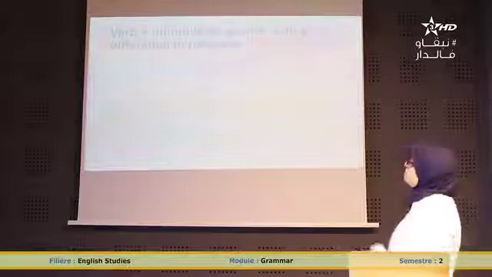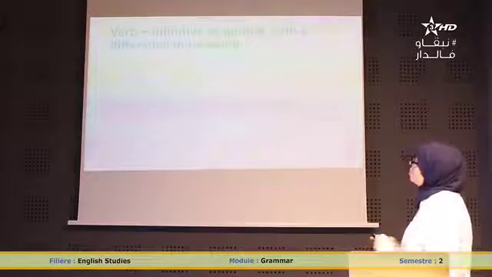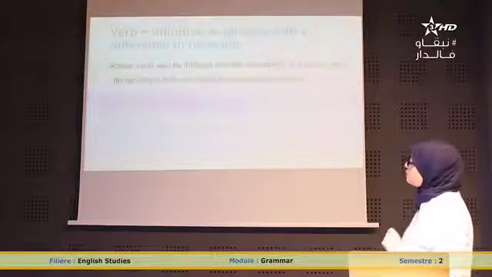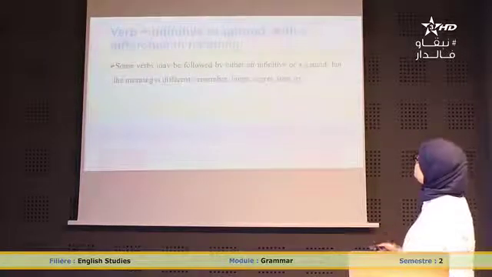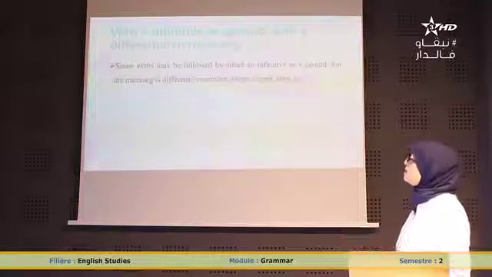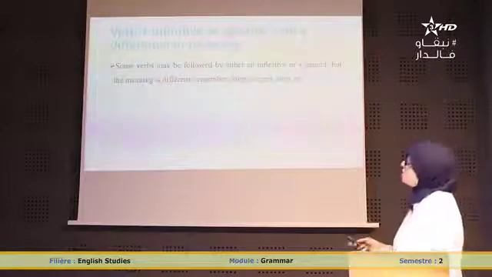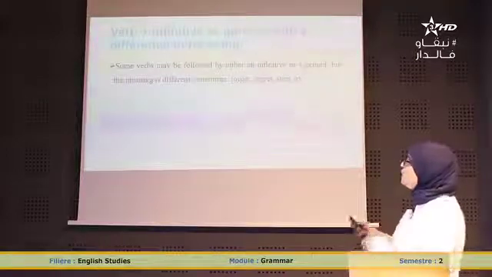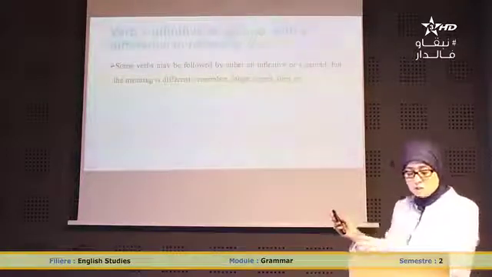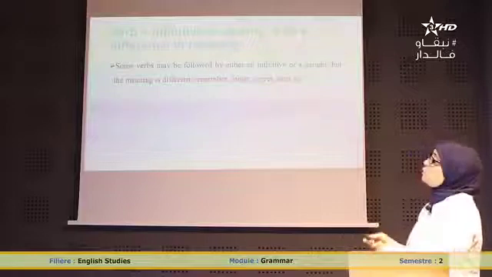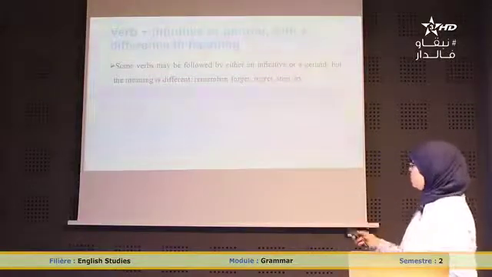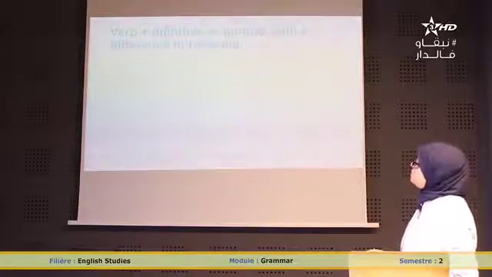Now let's look at verbs that can be followed by an infinitive or a gerund, but with a difference in meaning. Some verbs may be followed by either an infinitive or a gerund, but the meaning is different. The common ones are remember, forget, regret, stop, and try. We will focus on these verbs to show the difference, but of course in English there are other verbs, but these are the most common ones.